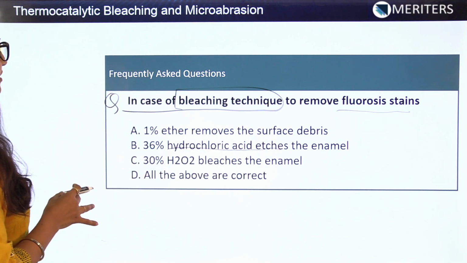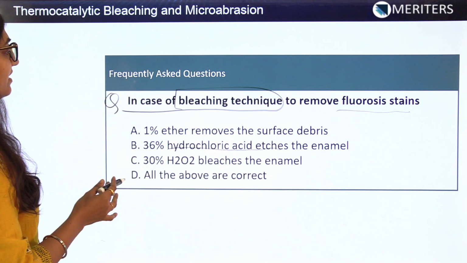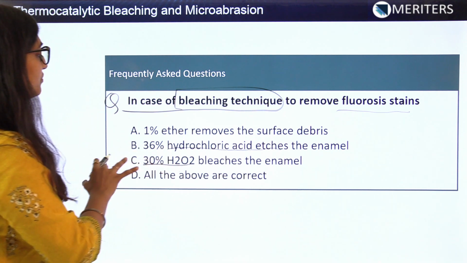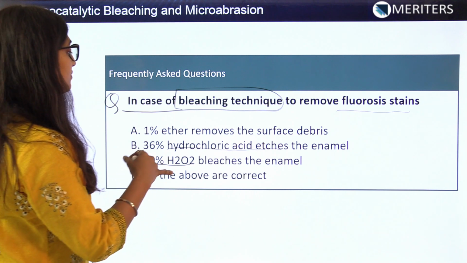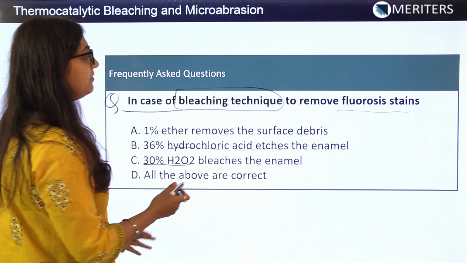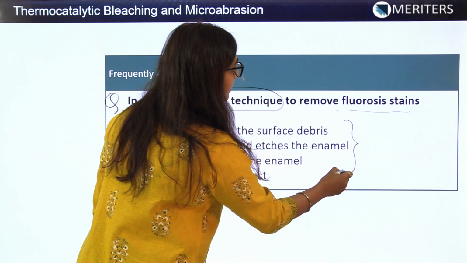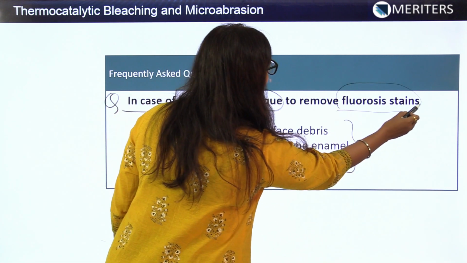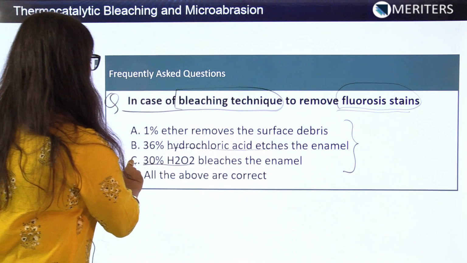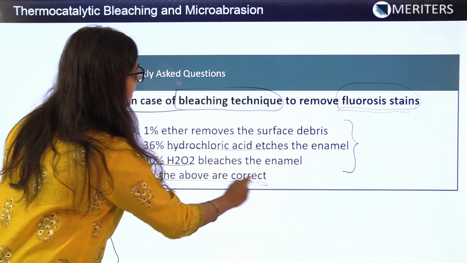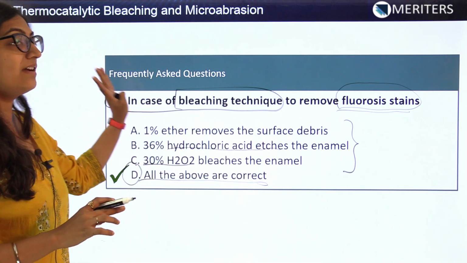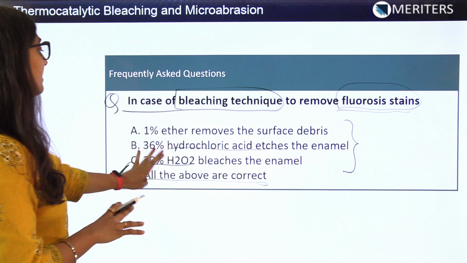Then 30% H2O2 bleaches the enamel. Yes, it is a bleaching agent, and 30 to 35% is usually the range for H2O2 which helps to bleach the enamel. So all these options can be used in proper order to remove the discoloration caused by intrinsic or fluorosis stains. So all of the above is the correct answer for this question. If you see the options, you will remember the McInnes solution, which has all this content.